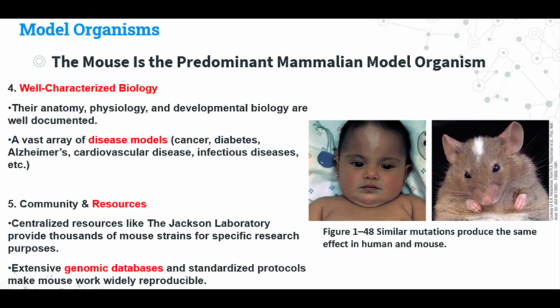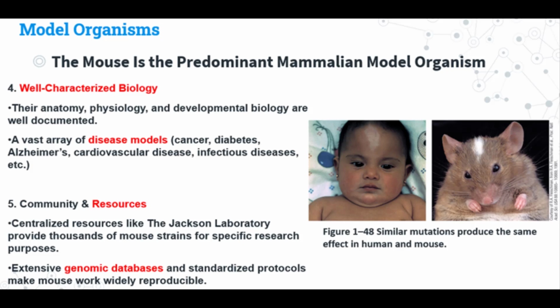And beyond just the genetics. Beyond genetics, their well-characterized biology is a huge asset. Their anatomy, physiology, developmental biology, it's all thoroughly documented. Decades of research. We know a lot about them. We know a ton about them, and this vast body of knowledge has led to a vast array of disease models for conditions like cancer, diabetes, Alzheimer's, cardiovascular disease, infectious diseases, just countless others. They're the workhorses. They really are the workhorses of preclinical research, where new therapies are often tested before they ever get near human trials.